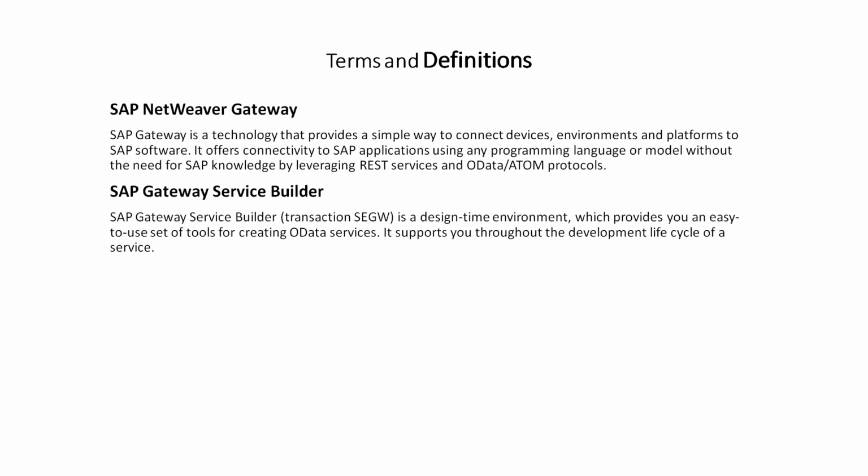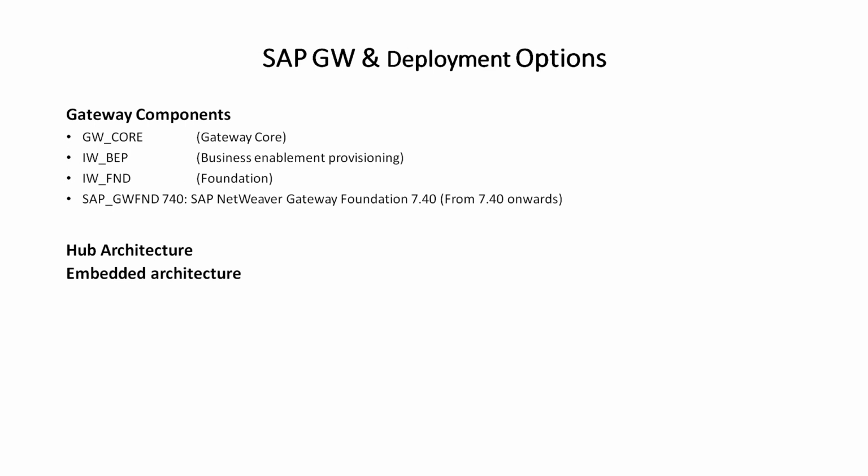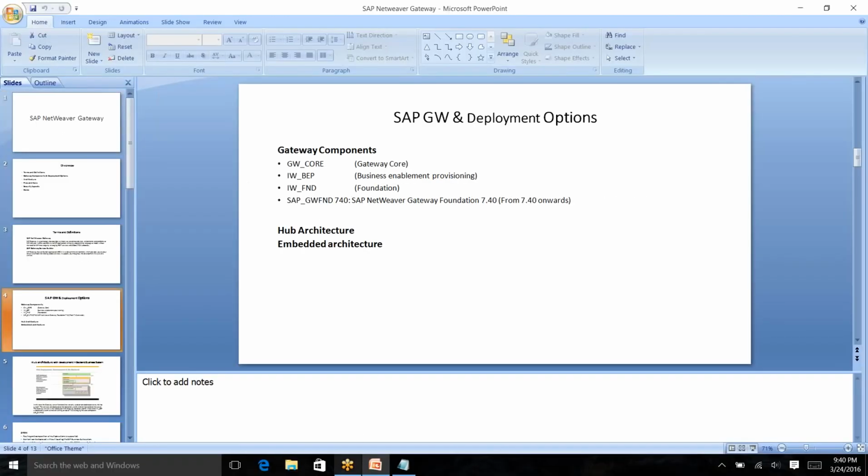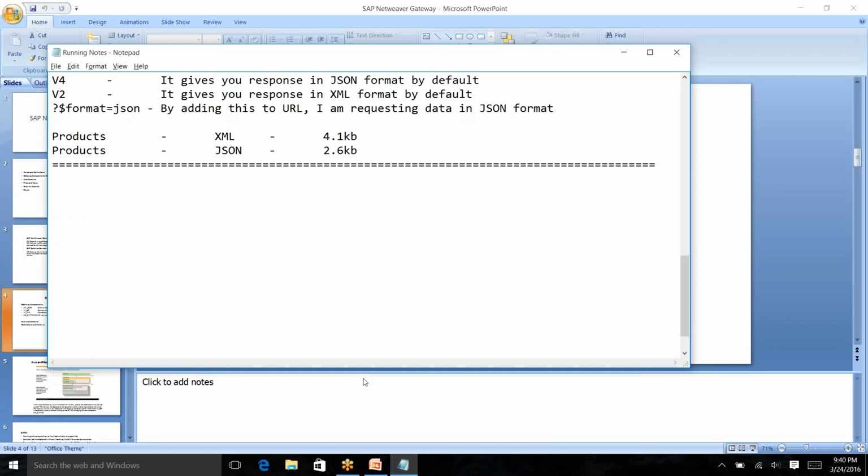Let's move on to what are the components contained in SAP NetWeaver Gateway. So the following are the gateway components. One is gateway core. The second one is business enablement provisioning. The third one is foundation server. IW core, IWBEP, this is backend enablement provisioning, and this one is foundation server.